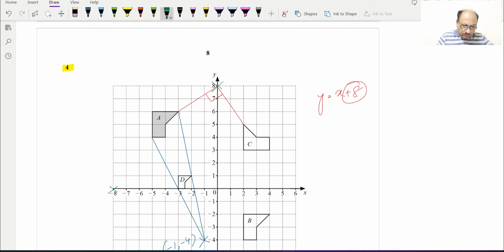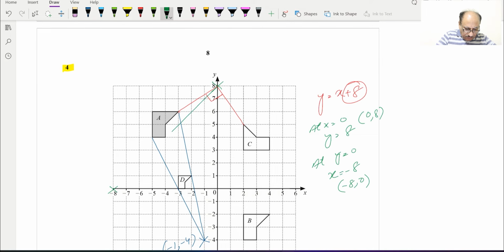So we can take the other point, this one. For example, at x is equal to 0, y will be equal to 8, and at y is equal to 0, x will be equal to -8. So we got the point (0, 8), and the other one is (-8, 0). These 2 points we are going to join, and this will be the line of reflection.